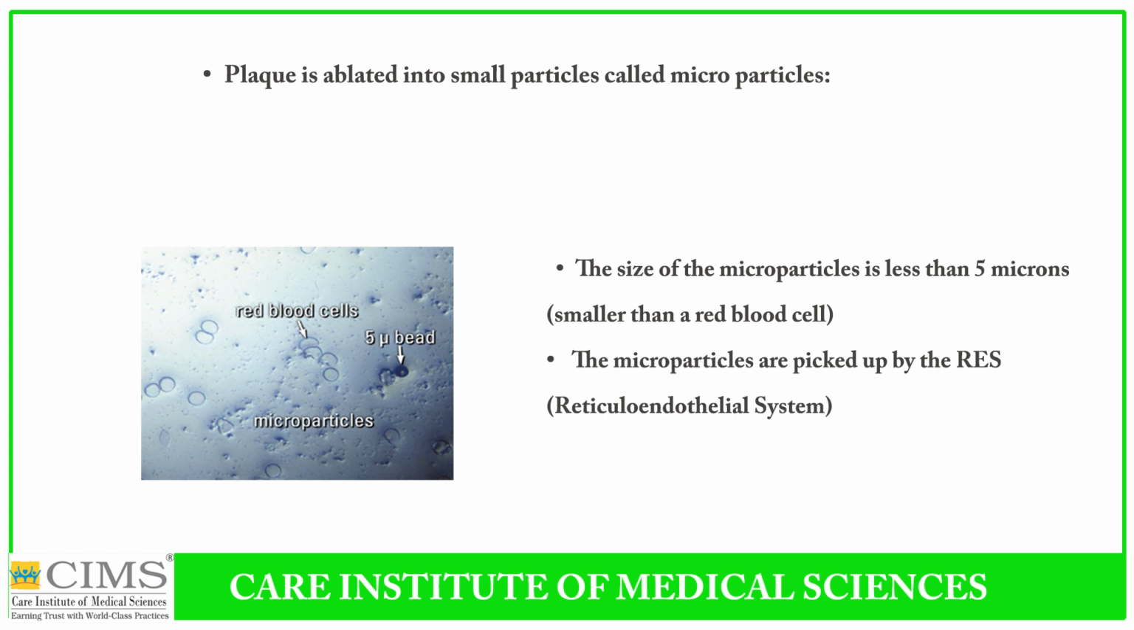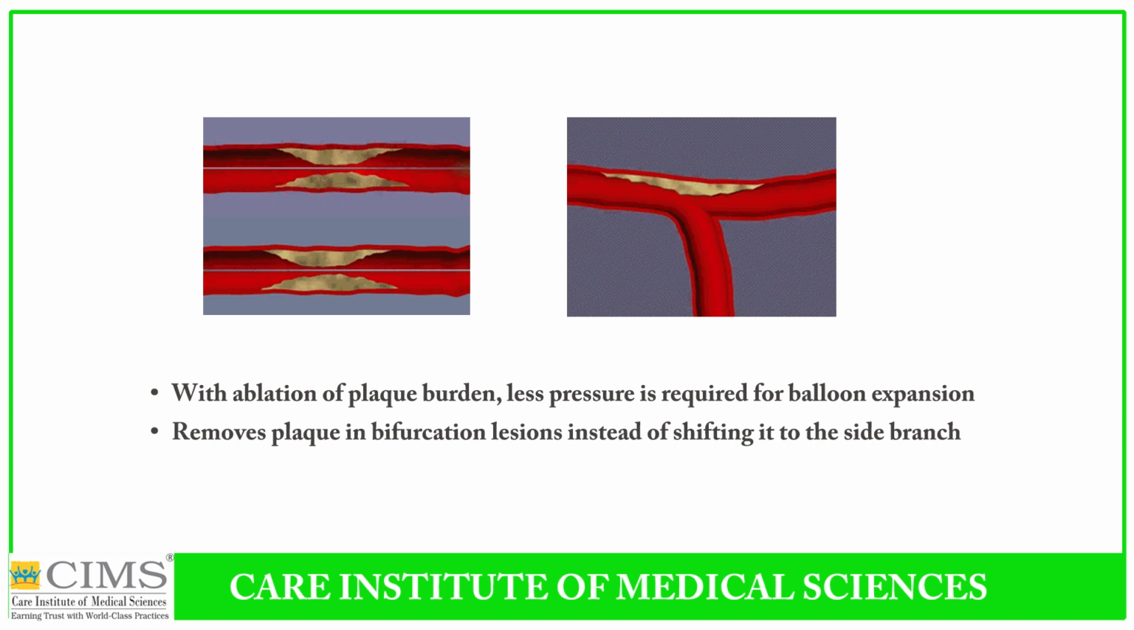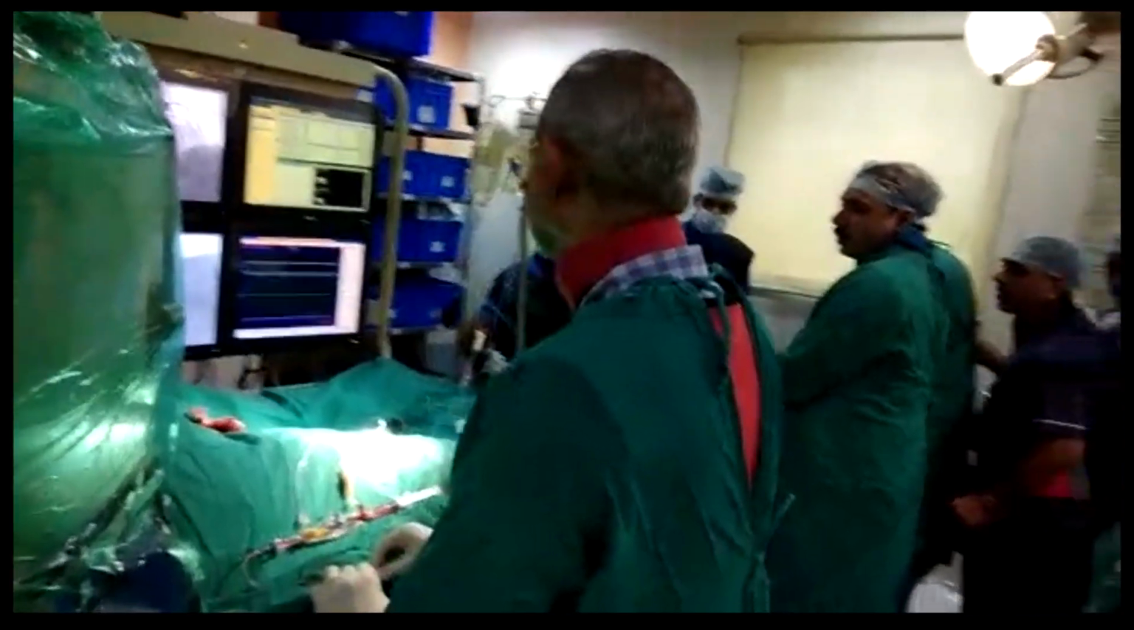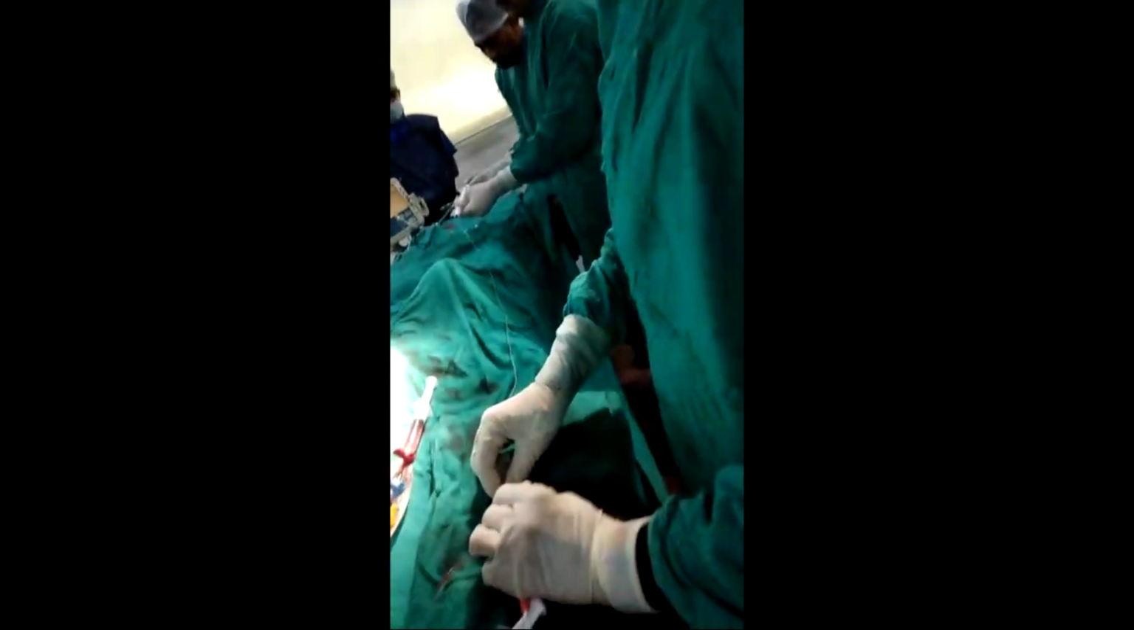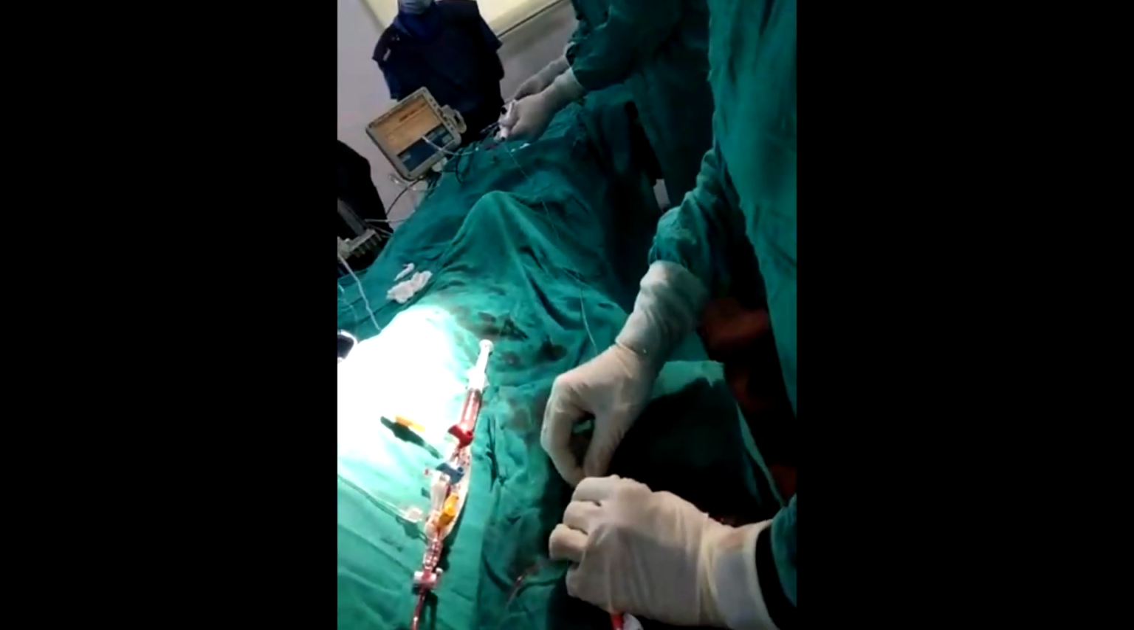Once rotablator ablates the calcified plaque into small particles, the size of the microparticles is less than 5 microns, smaller than red blood cells, which are picked up by the reticuloendothelial system and removed from the body eventually. With ablation of plaque burden, less pressure is required for balloon expansion and shifting of the plaque into the side branch is minimized. I'm in the cath lab right now doing a live case showing how the case is done.